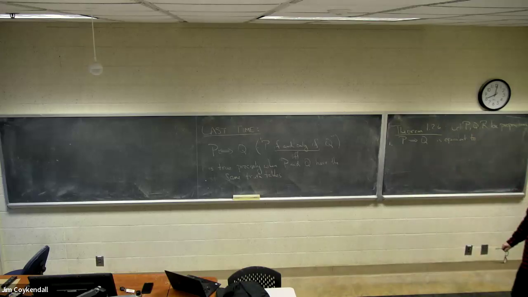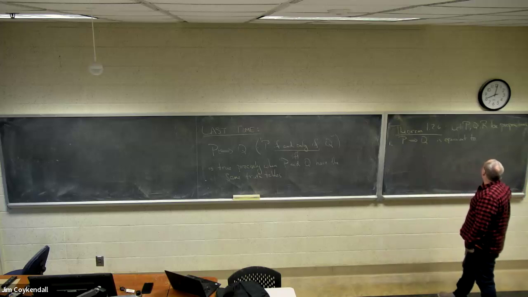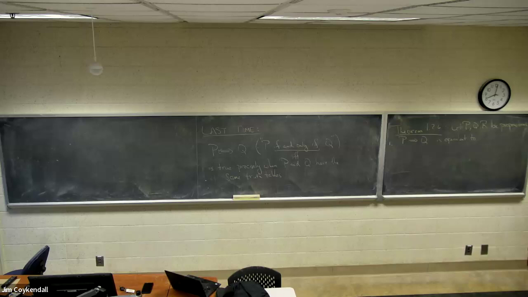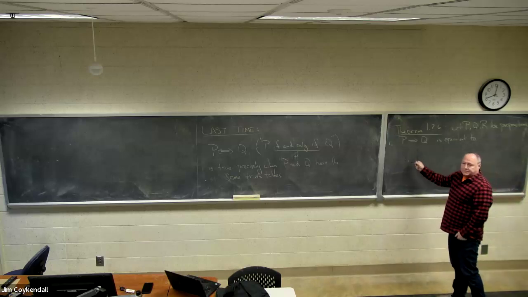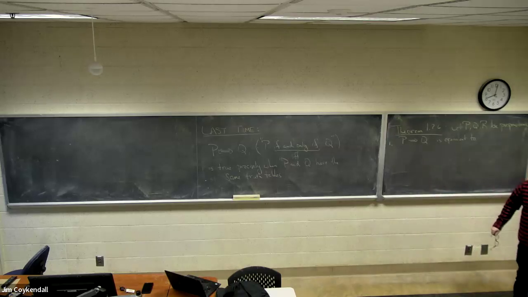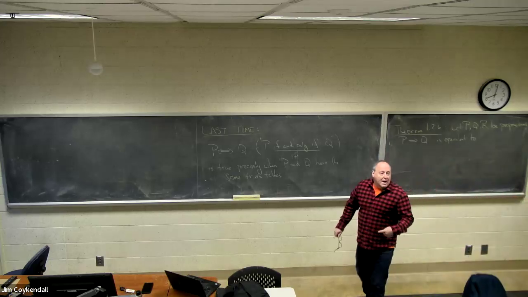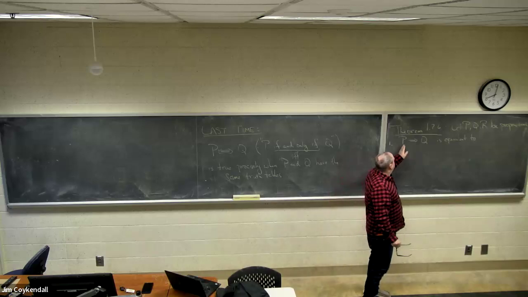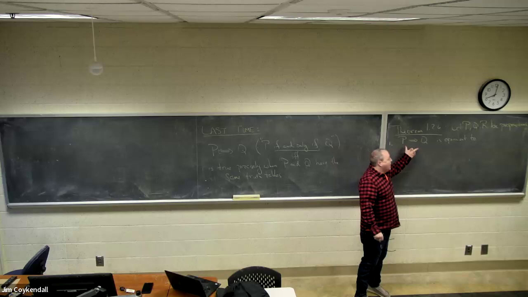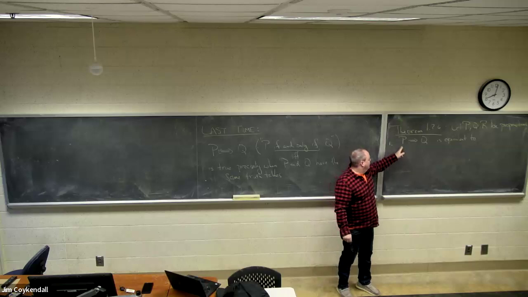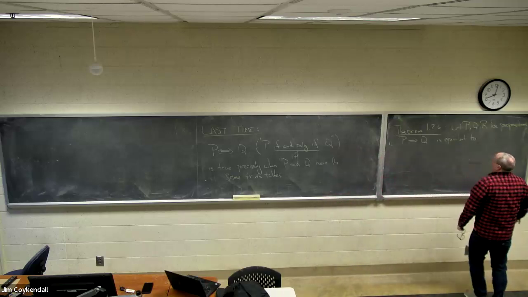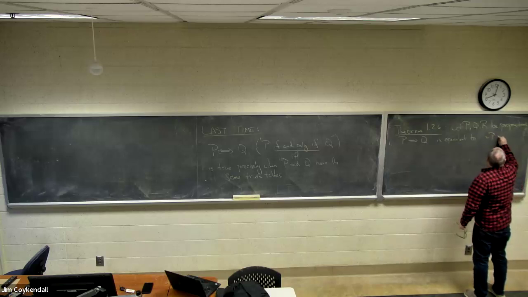P implies Q, right? Somebody remind me, when P implies Q, what are the truth values on that? When is this true? When P is true and Q is true, and P is false and Q is true, and P is false and Q is false. That's correct. Let me go the other direction. When is this false? Only when P is true and Q is false. That is correct. This is equivalent to not P or Q.